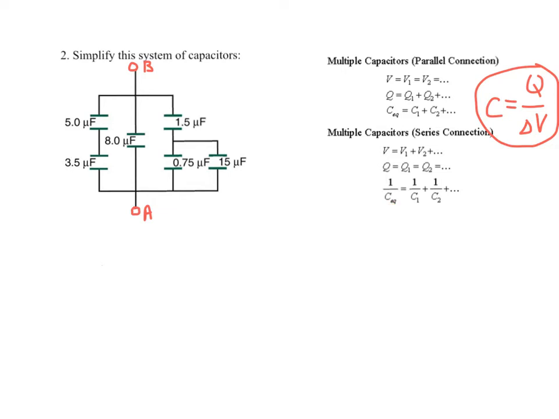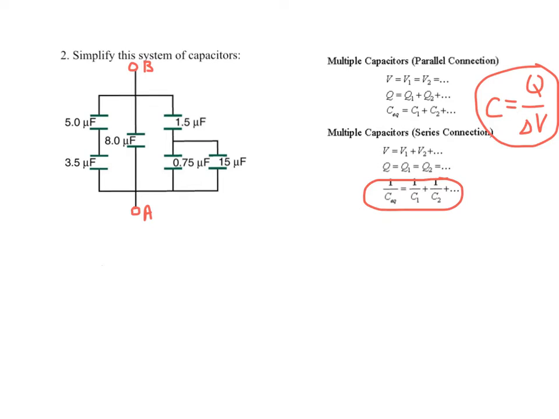But in this particular case, if we start with the 3.5 and the 5.0, I'm going to do the math there first. It's the equation, the 1 over total. I'll circle it over here on the far right. That's the equation I'm going to apply to the 5 and the 3.5.